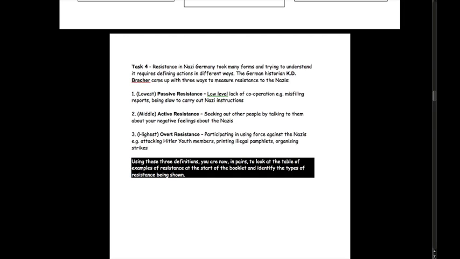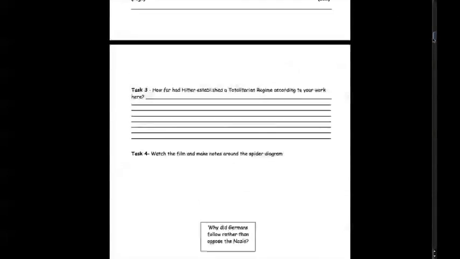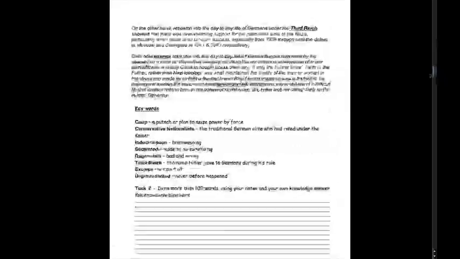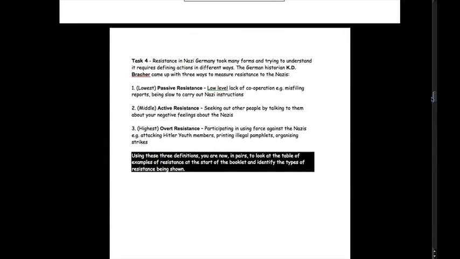Using these 3 definitions, as listed here in Task 4, students are then required to go back to the original 10 examples of resistance and define these under the type heading. So students now have 2 different ways in which they can define the quantity of resistance going on inside Nazi Germany. The first being this listed here, 1 to 4, and secondly, the three levels identified down here.